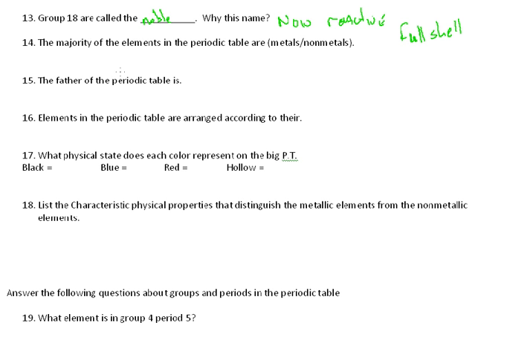So number 14, the majority of the elements on the periodic table, these are obviously, if we look at their staircase that divides the metals from the nonmetals, we have a lot more metals than we do nonmetals. The father of the periodic table, he's the same guy that told the elements where to go. That is Mendeleev.